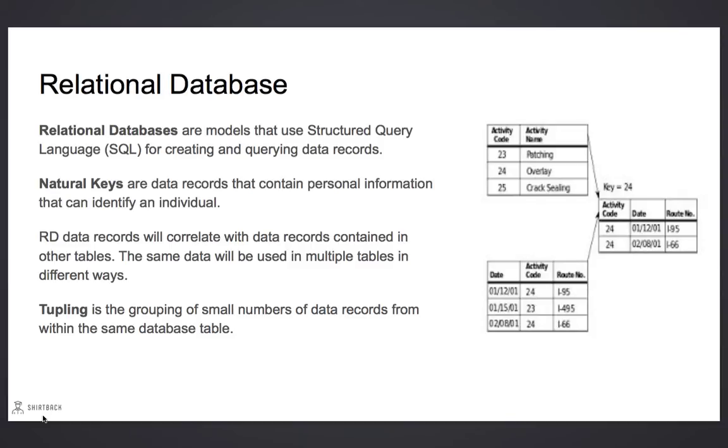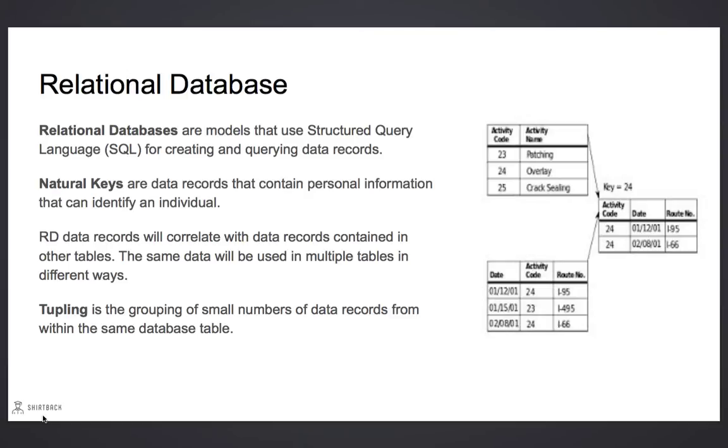Relational databases are models that use SQL, structured query language, to create and query data records. Natural keys are data records that will contain personal information that can identify an individual. Examples may be a social security number.